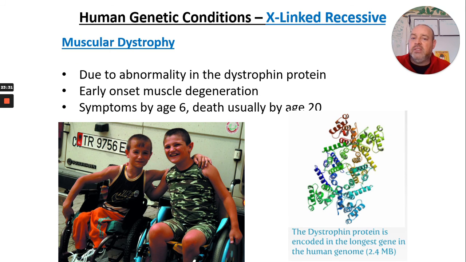Muscular dystrophy is this way. An abnormality in the dystrophin protein, and you get early onset muscle degeneration. Unfortunately, symptoms by age 6 and death by age 20 is fairly common. And so, again, not a very good one at all.